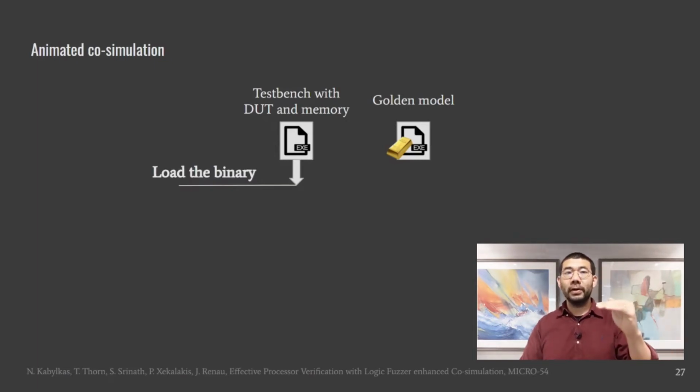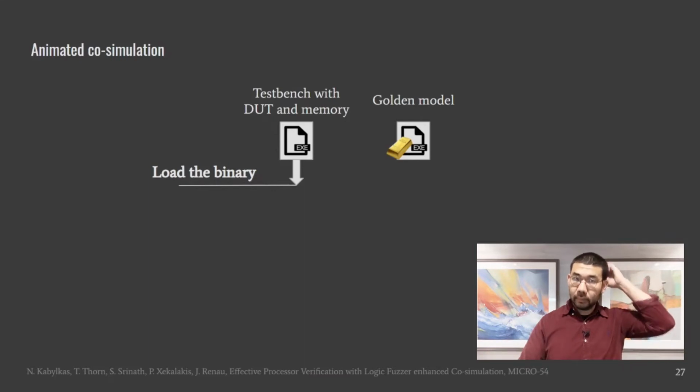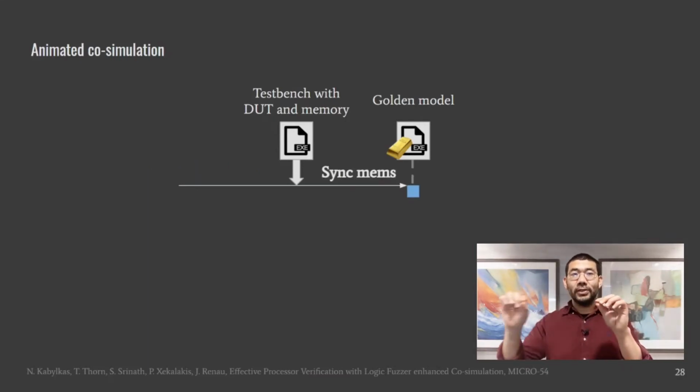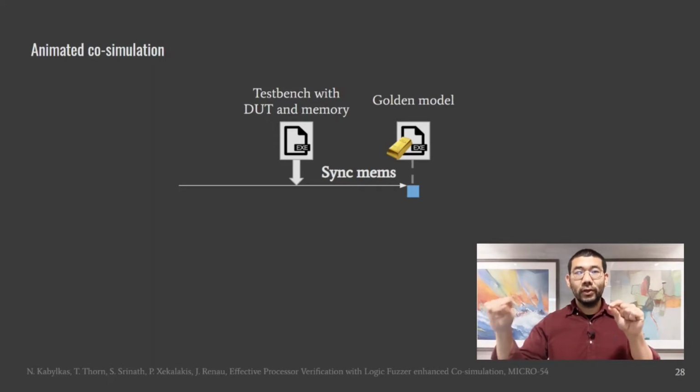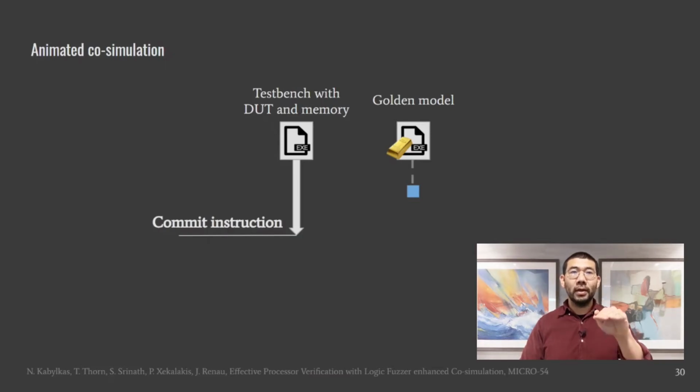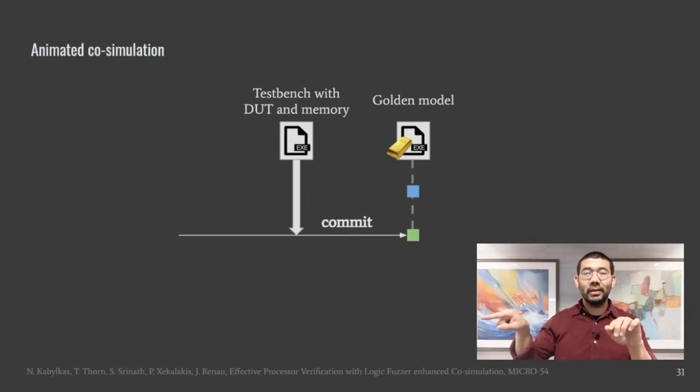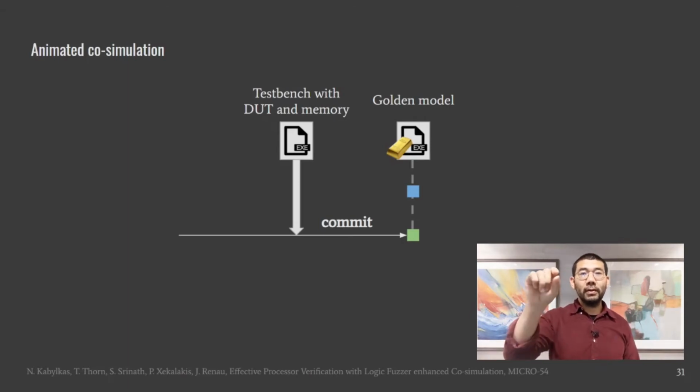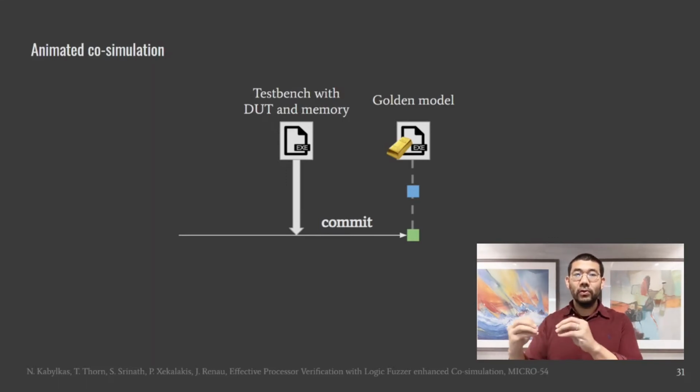At some point, we need to load the binaries that we're going to run. At that point, we need to synchronize the memories and the architectural state of the test bench and the golden model. We have this communication channel that signals the golden model to get the data and synchronize the architectural state. We continue execution. At some point, we commit our first instruction. That's when we signal the golden model to commit the instruction on its own side and perform the comparison. The green box indicates that the committed values match on both sides, and that's the success.